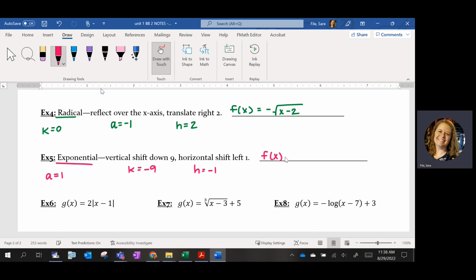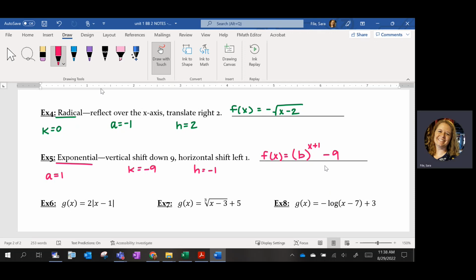So for exponential, I don't need a, it's an understood 1, but I would have whatever my base is, which I don't know, so base b, to the power of x minus h, so that's going to be x plus 1, right? The opposite, plus since it's to the left. And then minus k. It's actually plus k, but k is negative, so that comes out as minus 9. Plus negative 9 is the same as minus 9.